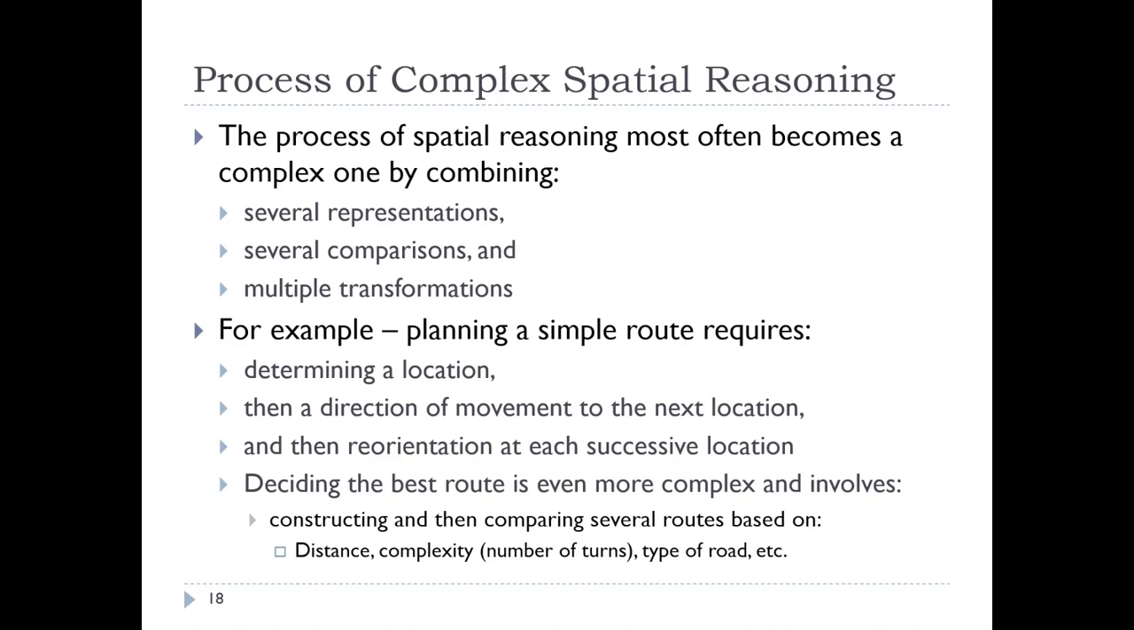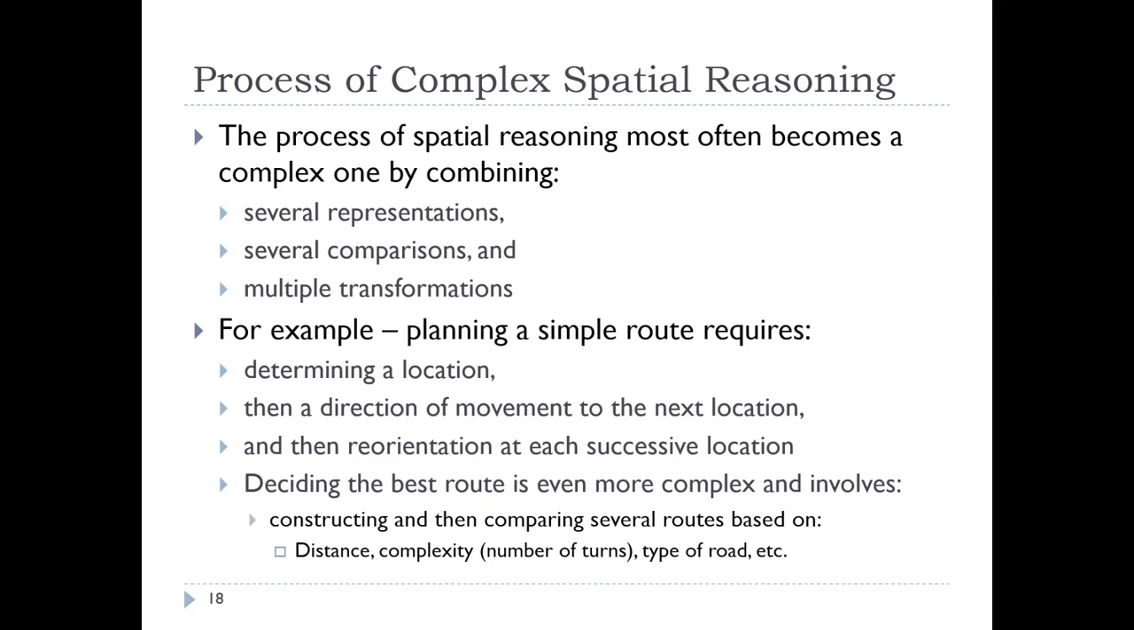What do I mean by that? Well, you're going to plan a route to go visit somebody. Okay, well, what do you have to do? Well, first you have to know where you're going. Okay, so you got to determine the location. Then you have to decide how you're going to get there. So you got to go from place to place to place, right? From road to road to road to get there.